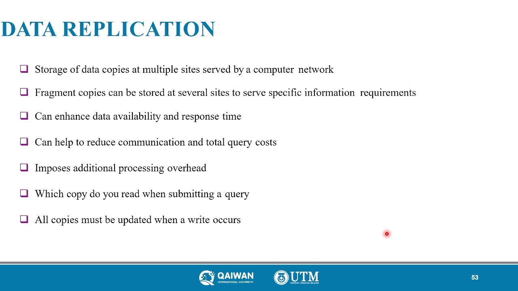Now, data replication is the storage of data copies at multiple sites served by a computer network. Fragment copies can be stored in several sites to serve specific information requirements. It can enhance data availability and response time, and help reduce communication and total query costs. Of course, it imposes additional processing overhead: which copy do we read when submitting a query? All copies must be updated when a write occurs.